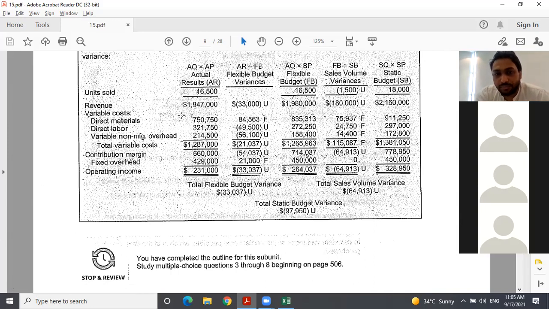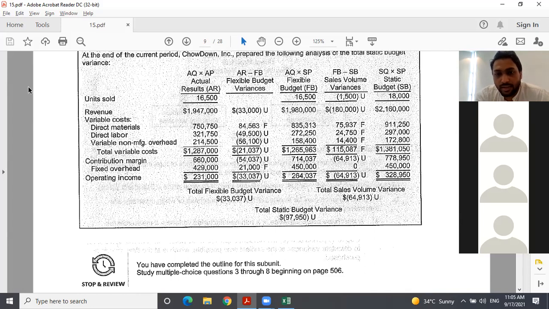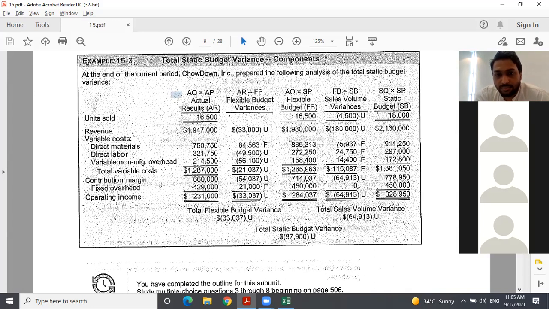So what you will do? You will take your actual results and compare with your flexible budget, and this flexible budget will be compared with your static budget. So when you compare your flexible budget with static budget, you will get total sales volume variance, and when you compare your actual results with your flexible budget, you will get total flexible budget variance. Clear?